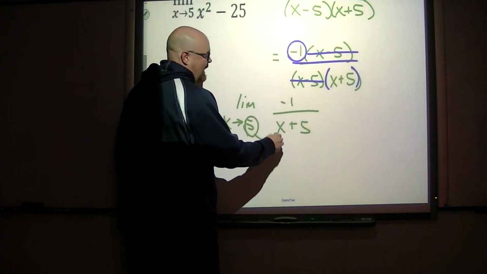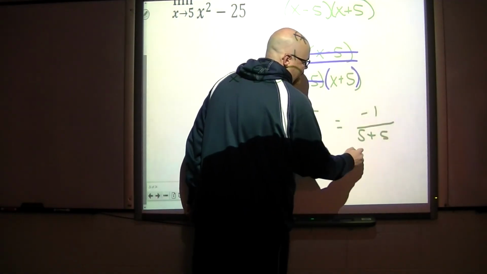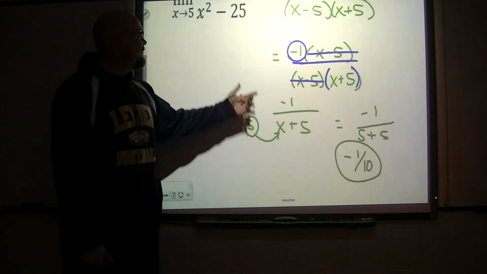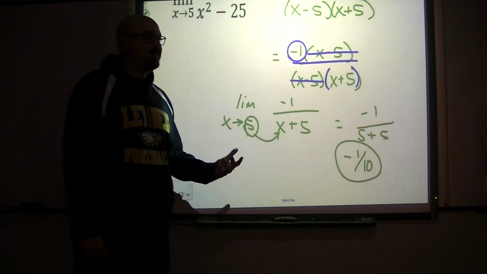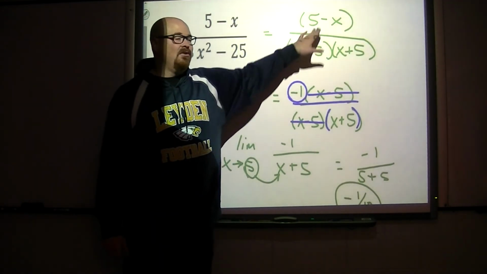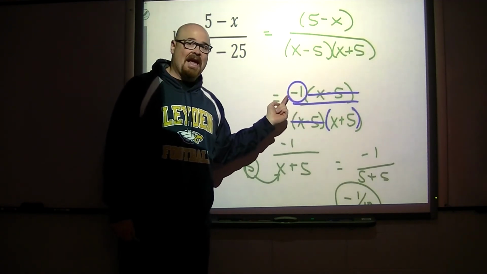Now when I take 5 and I plug it in, I get negative 1 over 5 plus 5, which is negative 1/10. Okay? You can verify this on the calculator if you want by graphing it, right? We know we can simplify it. We factor it. The factors are not identical here, so I flip this around and I pull a negative 1 out of it.